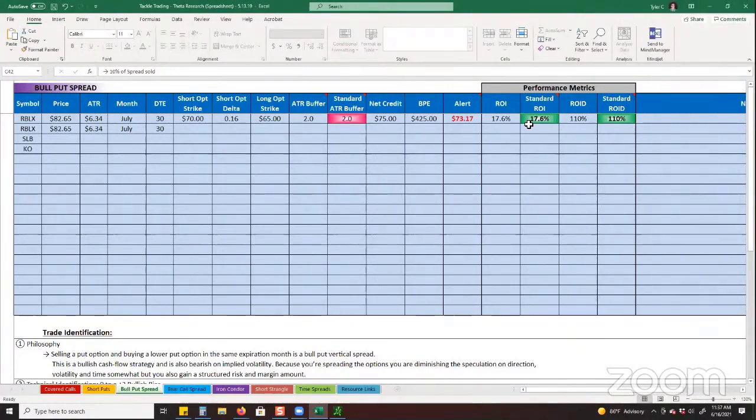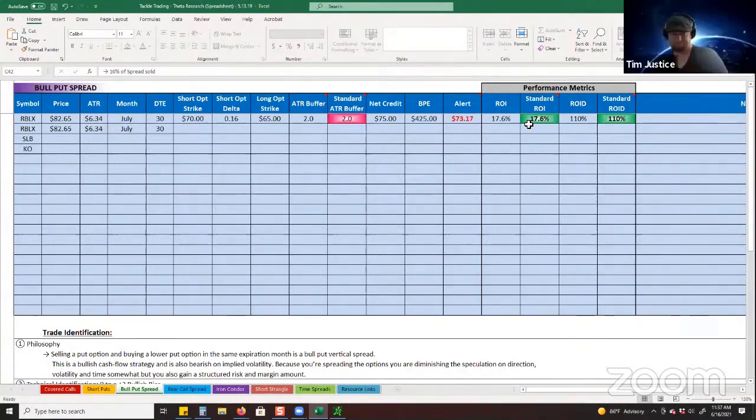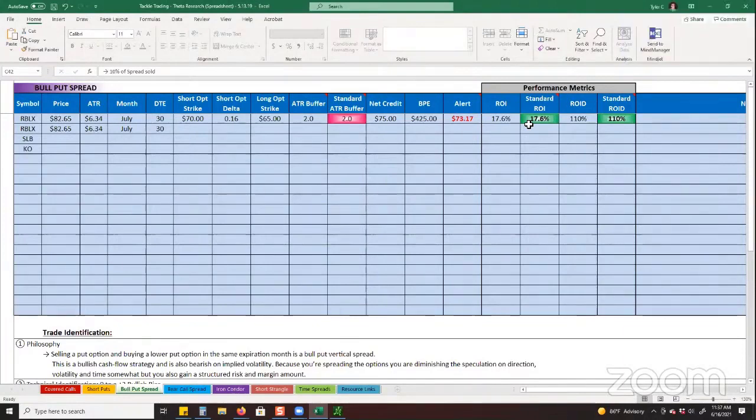I love this conversation because everybody and their dog went to that 17.6%. And yet that number was very irrelevant to me. The number that was important to me was the standardized ROID in comparison to the standard ATR buffer. What that ROID is telling me is I am getting a significant return for the delta we are selling. That is what it's telling me. Anything above 100% is ridiculous on the credit. With the ATR at 2, you're at a minimum standard there. What this tells me is that this is a decent trade. The ROI, people would say this is a great trade. I don't think so.